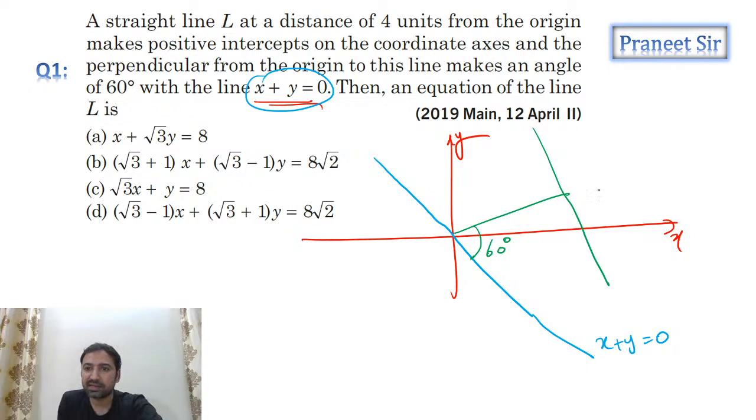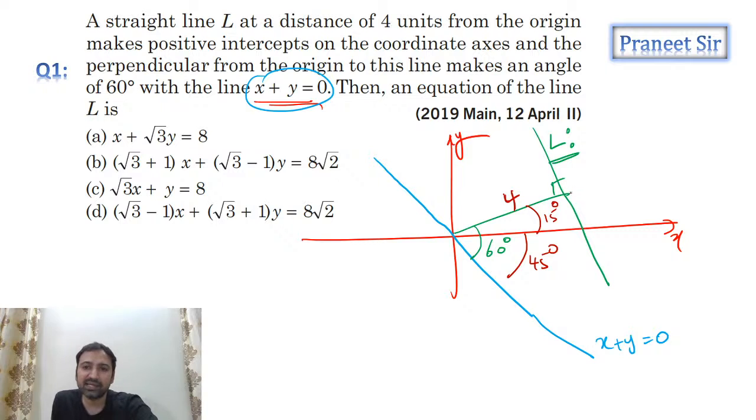And this is the required line. Let's take this line as L, and these two are perpendicular, that's what is given. The straight line L is at a distance 4 units, so the perpendicular distance from origin to this line is 4 units. Start doing this question, guys. So clearly, if this whole thing is 60 degrees and this is 45 degrees, then compulsorily this should be 15 degrees.